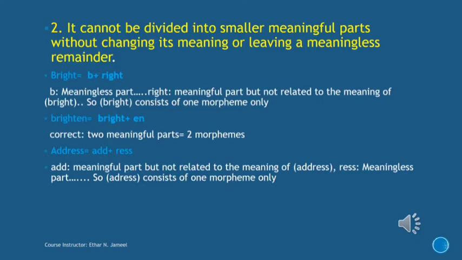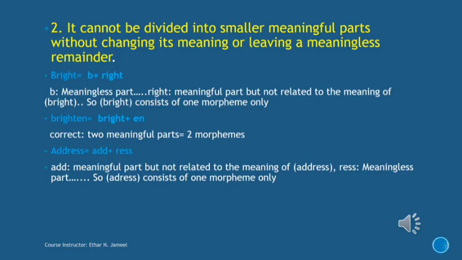because it cannot be divided into 2 parts. The result of which would be a meaningless part and a meaningful part with a change in meaning. So the word bright consists of one morpheme only. Let's take another word, brighten. Brighten consists of two morphemes, bright and en.